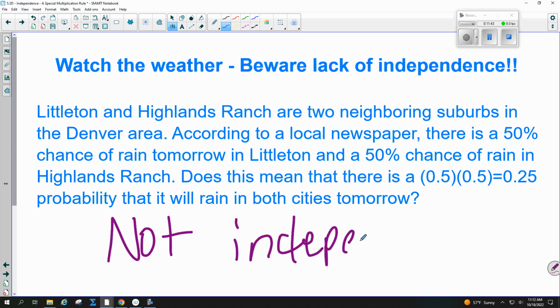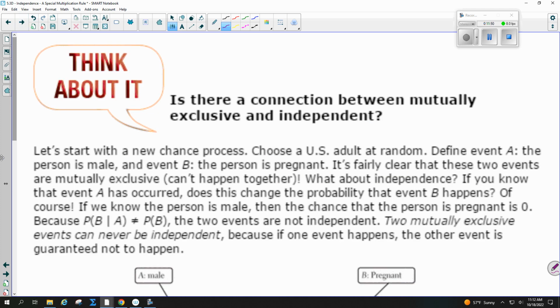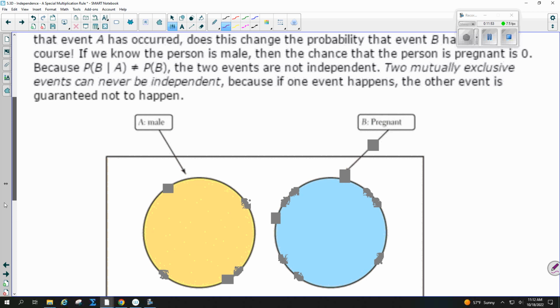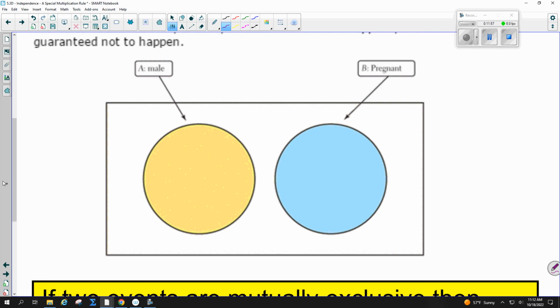So this would just be like, no, I cannot do this problem, and you would write this down. All right. Is there a connection between mutually exclusive and independent? If someone is male, biologically, they're over here in this circle. And if someone is pregnant, they cannot also be male. So these two circles are mutually exclusive. Now, if I know someone is biologically male, what do I know about them being pregnant? I know they're not pregnant. So are these independent or dependent? If I know this, don't I 100% know they're not this? And if I know this, don't I 100% know they are not that? So those are not independent.